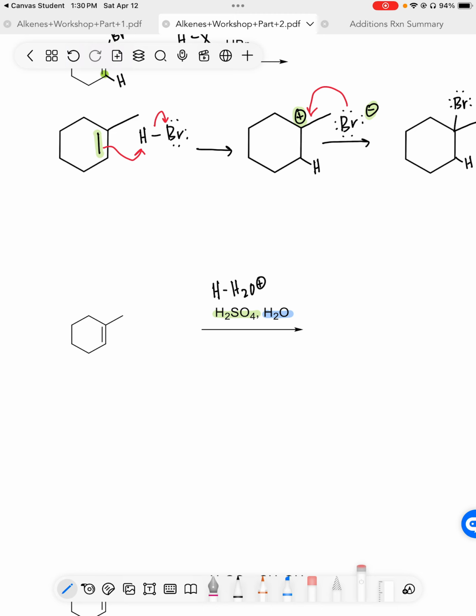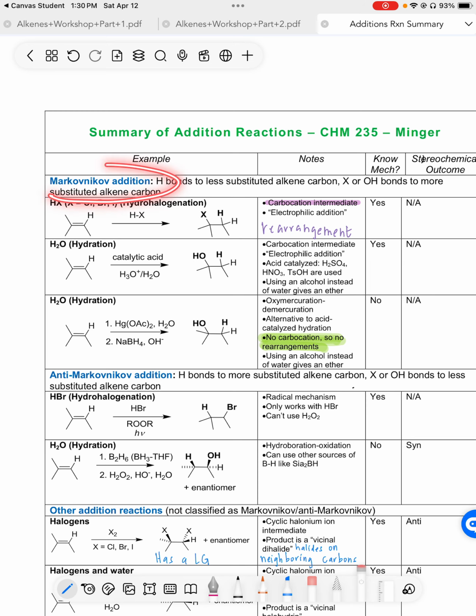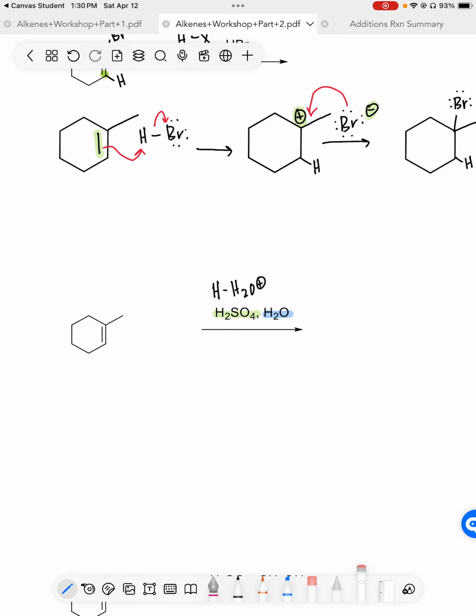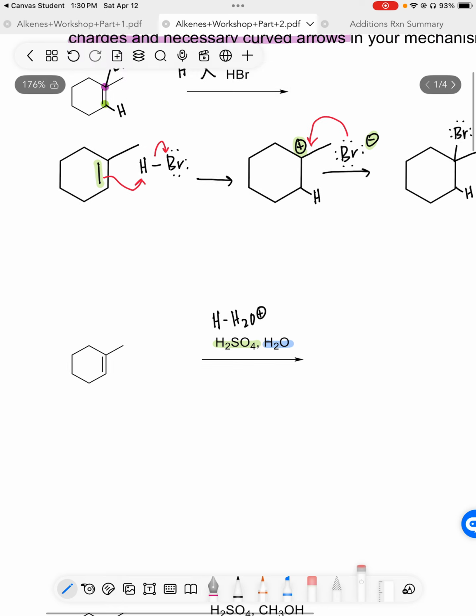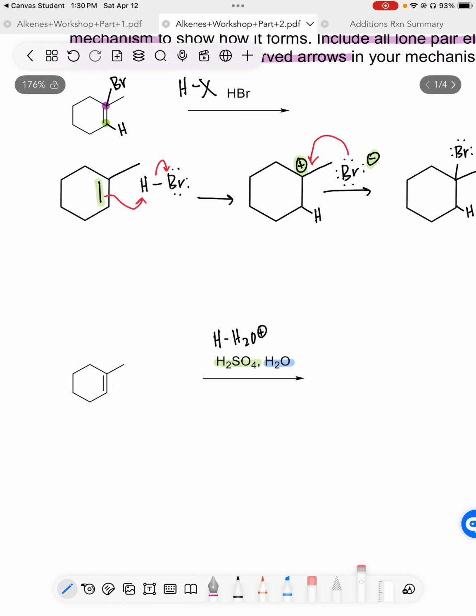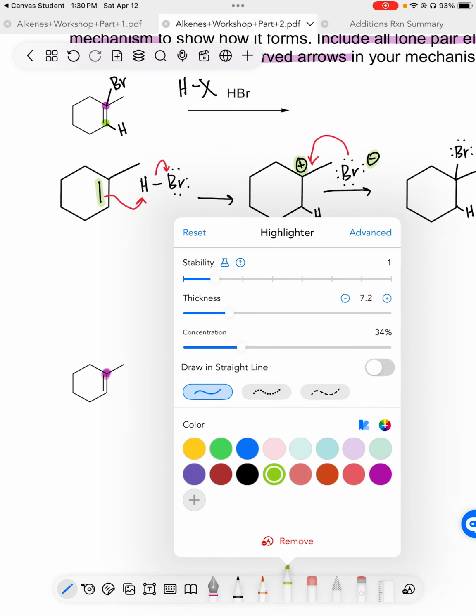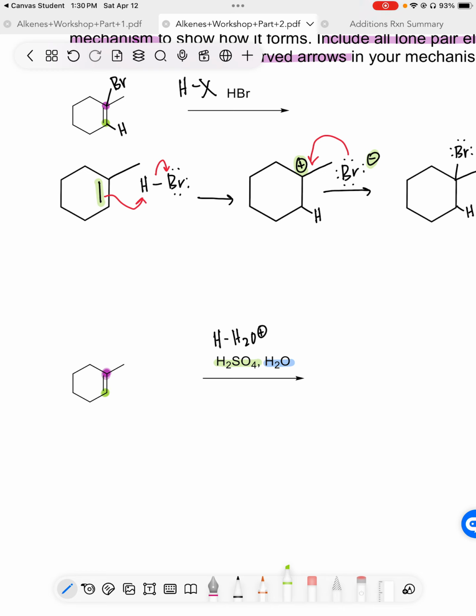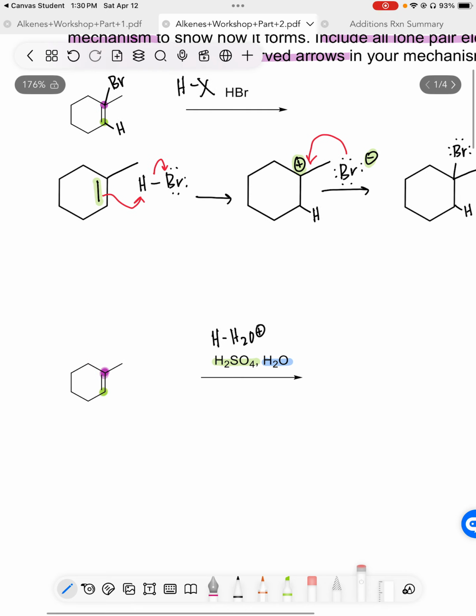So, we know that we're doing a Markovnikov addition, which means that our hydrogen is going to bond to the less substituted, and our OH is going to bond to the more substituted. So let's just highlight which of those are which. It kind of helps to just visualize it. So here's our more substituted carbon, and here is our less substituted carbon. Ta-da! So you could already predict the product, right? You could predict that the OH is going to bond here, and the H is going to bond here, and then we won't have an alkene. But we're going to draw the mechanism.